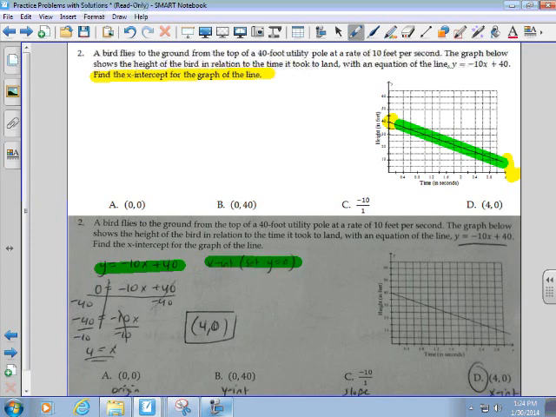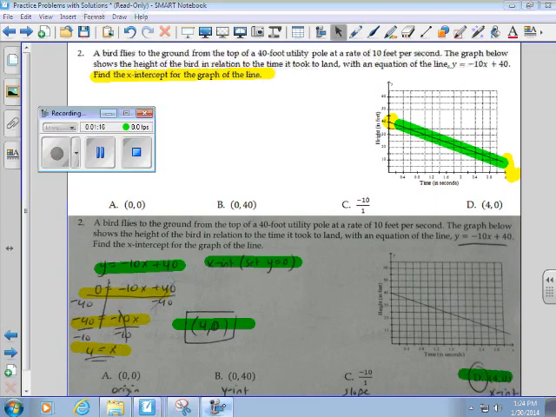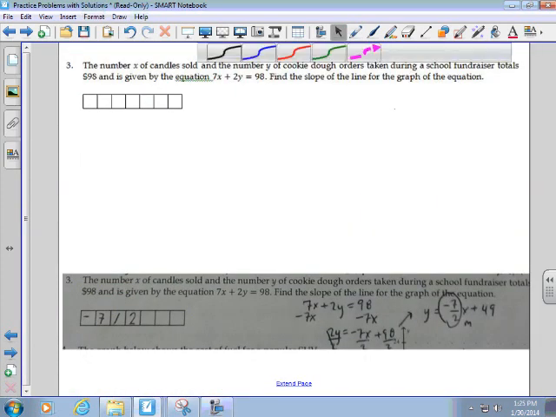So if you move the 40 over, that gets you negative 40 equals negative 10x. And then you divide by negative 10, so you get the x value of 4. So this is the coordinate, 4, 0. And now you just have to identify which answer that would be on the selection.